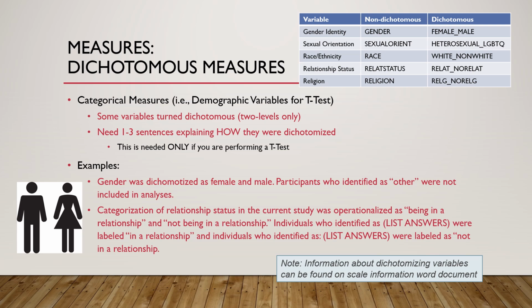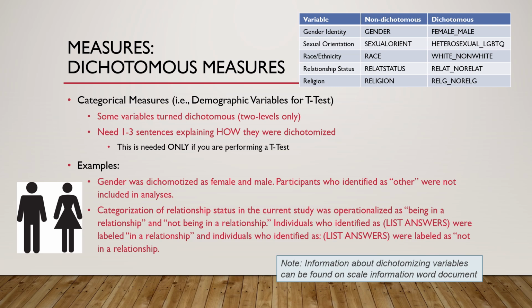In other words, a dichotomous measure. I introduced that terminology recently. This is one you should know. Dichotomous means 2 levels only. So what I've gone ahead and done is convert some of the non-dichotomous variables into dichotomous.